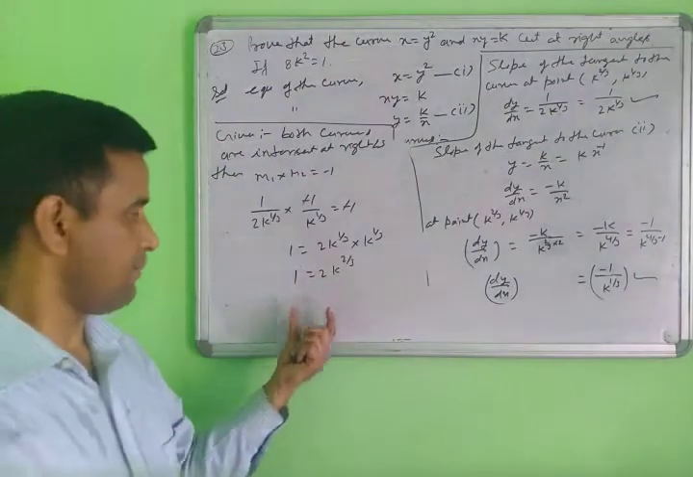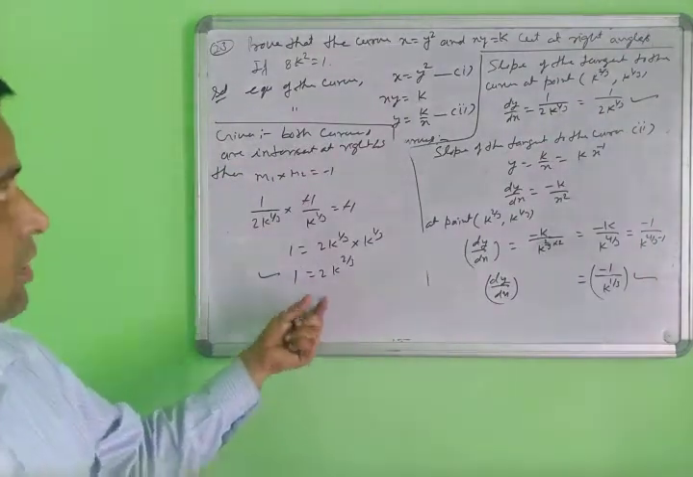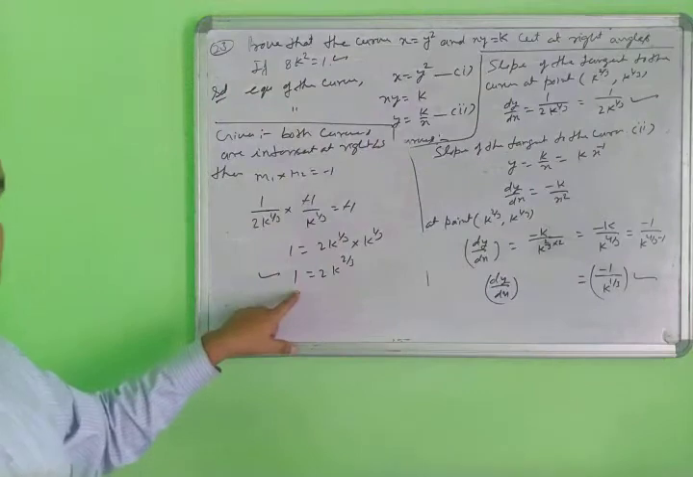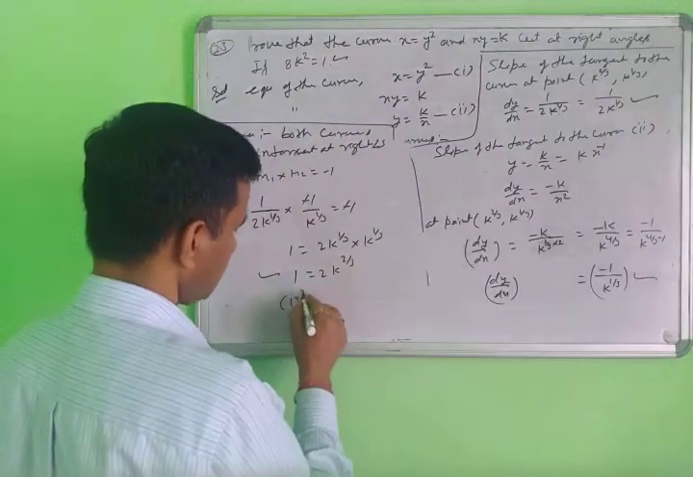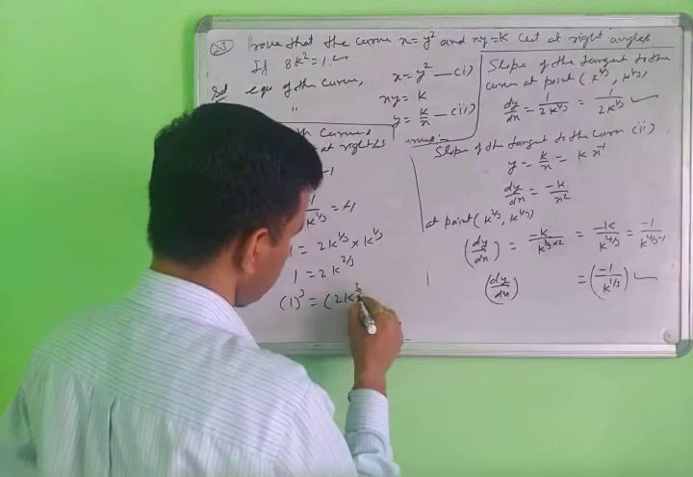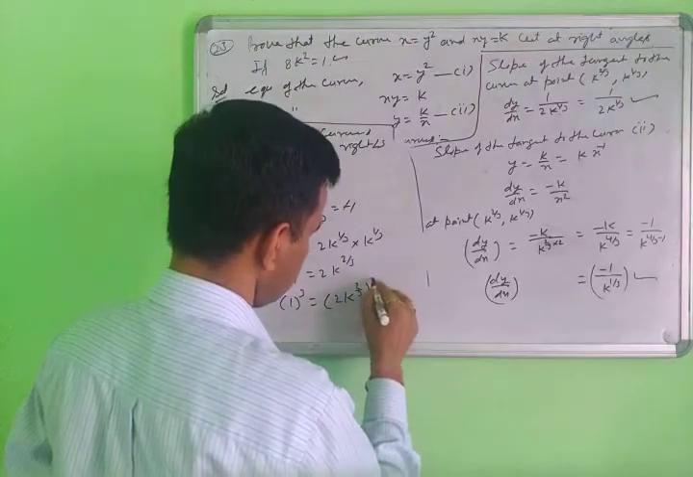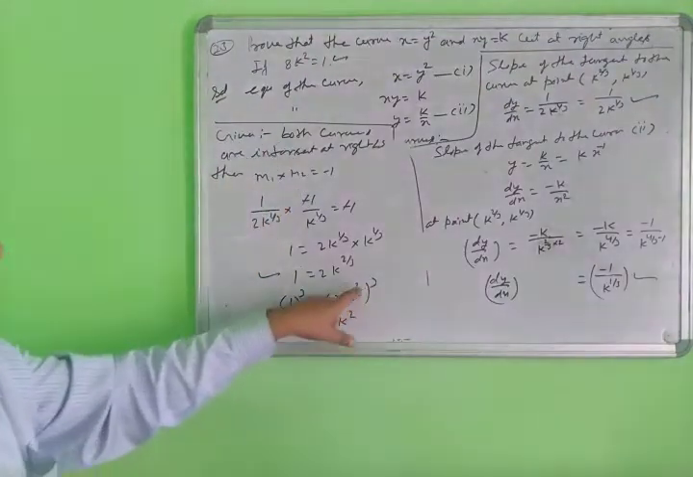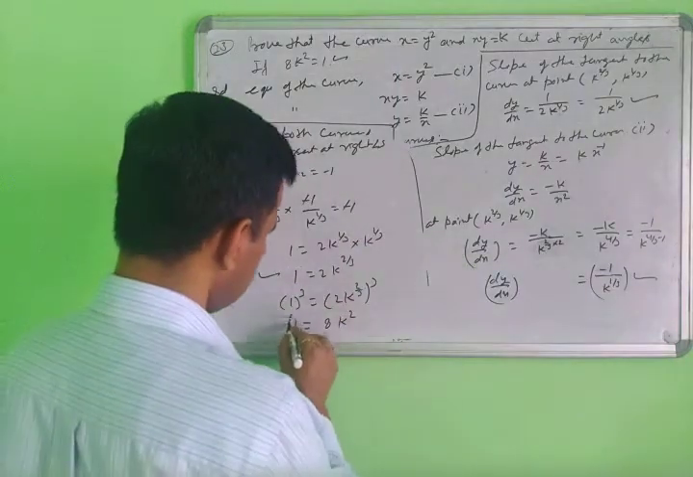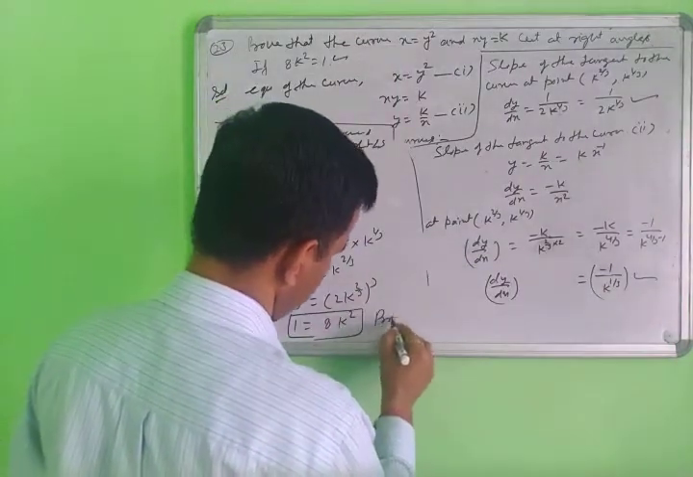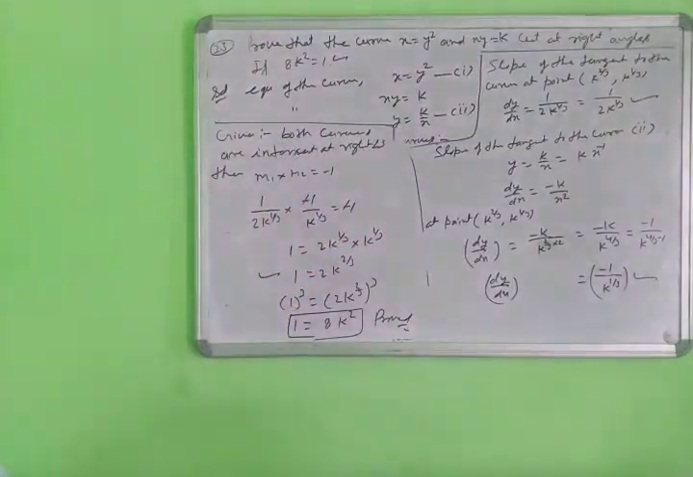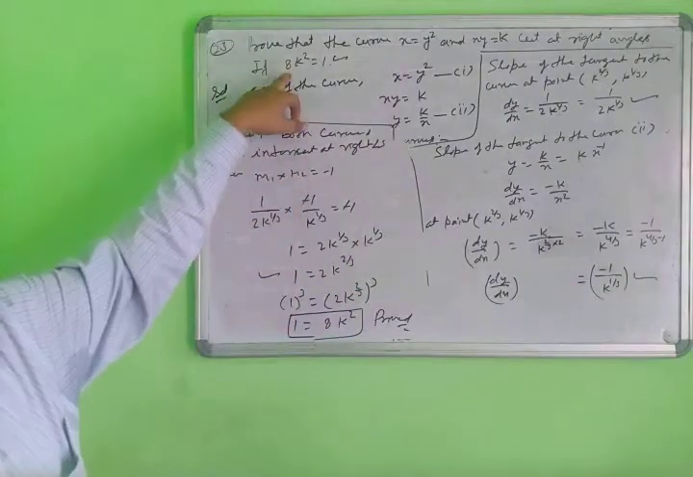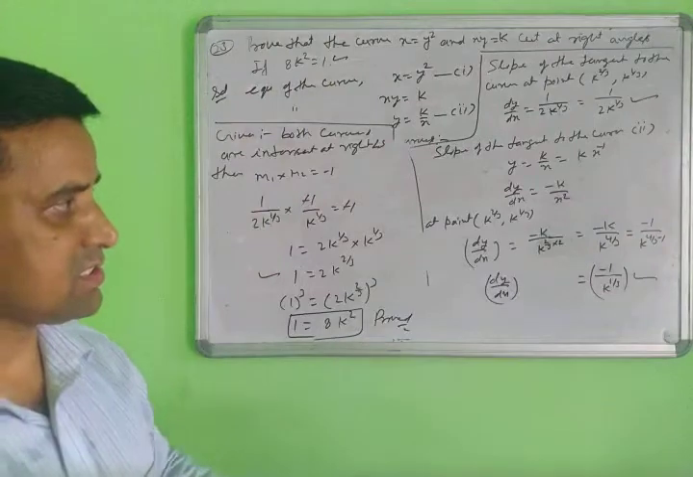After that, in this step you have to solve very carefully to prove this. Cube both sides: 2k^(2/3) to the power 3 gives 8k^2, and 1 cubed is 1. So 8k^2 equals 1. This is the proof. This step is a very important step. After coming to this step, you cube both sides, then you get this value. Yes, this is a very important question. Yes, note down.